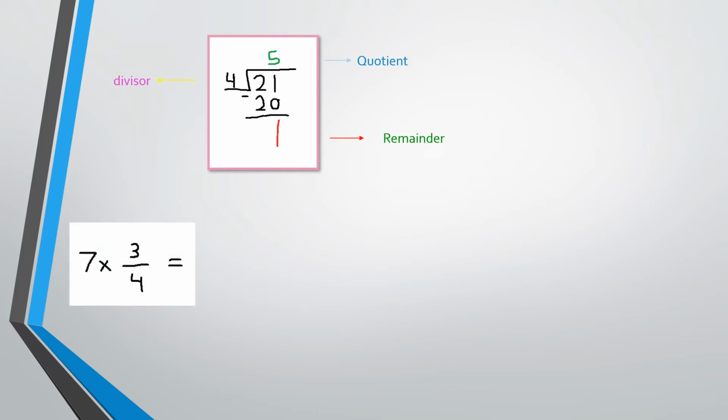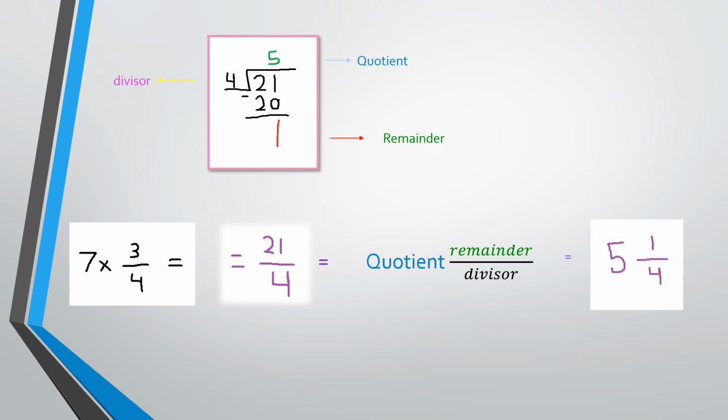So let's go back to our equation, 7 times 3 over 4. We get 21 over 4. Now this fraction could be written as a mixed number. How? It could be written as quotient and remainder over divisor. We can look at the division equation up, and the answer is 5 and 1 over 4.